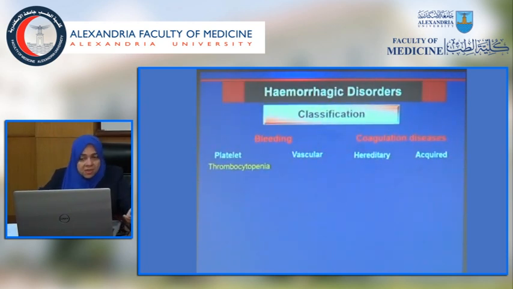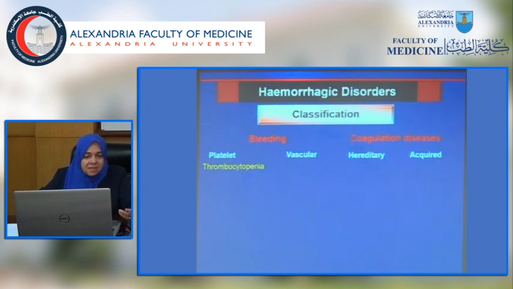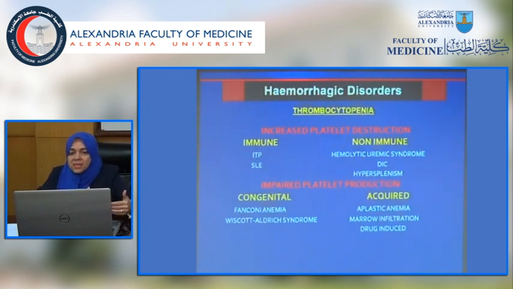We will start with thrombocytopenia or decrease in platelet number. The decrease in platelet number will be either due to increased platelet destruction or impaired platelet production. The increased platelet destruction is either immune or non-immune. Immune, like in systemic lupus erythematosus, with formation of autoantibodies to platelets, and ITP or immune thrombocytopenic purpura, which is the most common problem leading to thrombocytopenia in children due to formation of autoantibodies following a viral infection, and this one will be discussed in full details in your rounds.